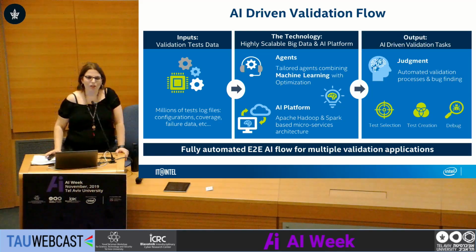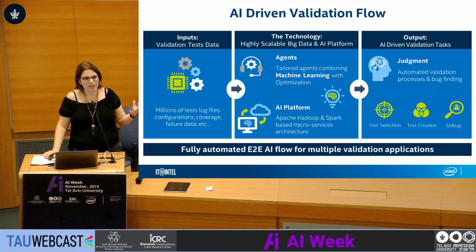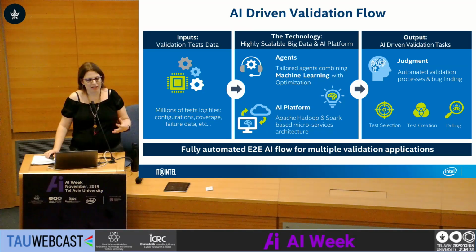And the result or the judgment that such a system would have is various services or various outcomes. They can be creating new tests to be much more efficient in validating a specific functionality. They can be to optimize the overall testing that are being run, or they can aid the human expert in the debug process. So these are just some concrete examples of what can be done with AI in validation.